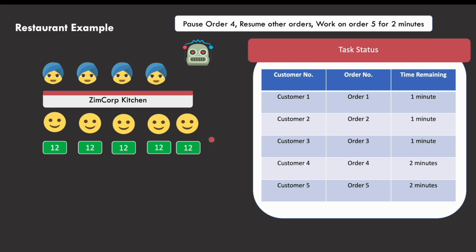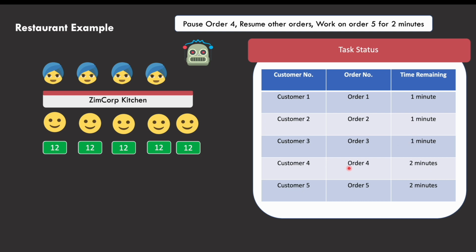So now it's chef 4's turn, right, to work on order number 5, and pause order number 4. So all the other orders will be resumed. So order 1, 2, 3 had 3 minutes each, and since they've been worked on for 2 more minutes, just 1 minute each remains for each of the order.